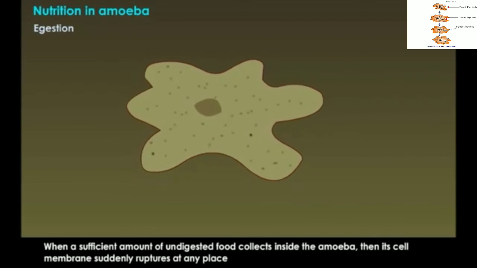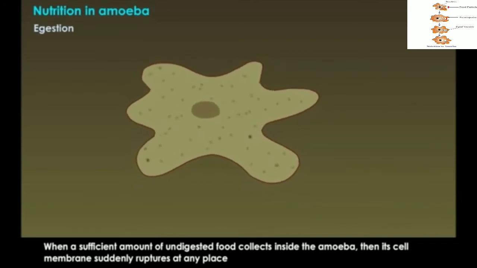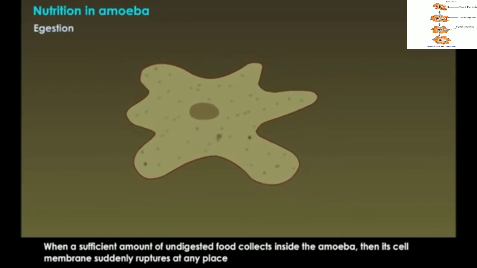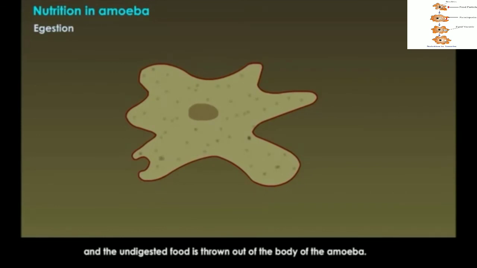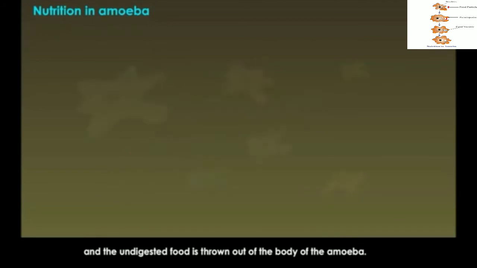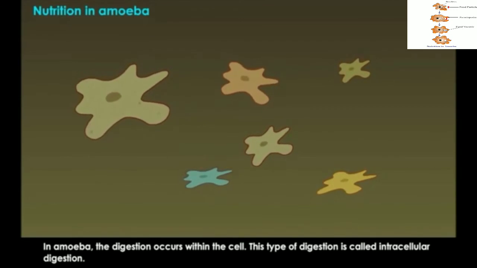Egestion. When a sufficient amount of undigested food collects inside the amoeba, its cell membrane suddenly ruptures at any place and the undigested food is thrown out of the body of the amoeba. In amoeba, the digestion occurs within the cell. This type of digestion is called intracellular digestion.